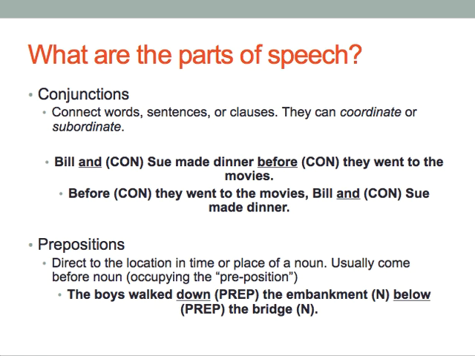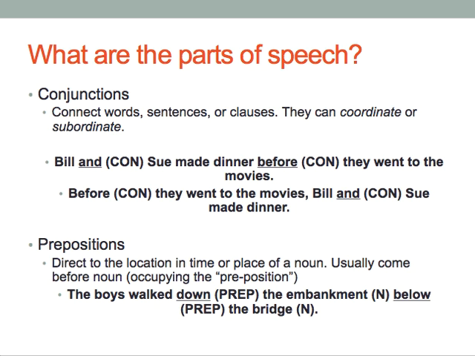So in the first example here, Bill and Sue made dinner before they went to the movies. And is our conjunction, and before is a conjunction as well. Now, in the first example there, the conjunction and works to coordinate. In the second, before works to subordinate because it makes the second part of the sentence not able to stand on its own in comparison to the first part, which you can see in the second example there. Before, conjunction, they went to the movies. Bill and, conjunction, Sue made dinner.